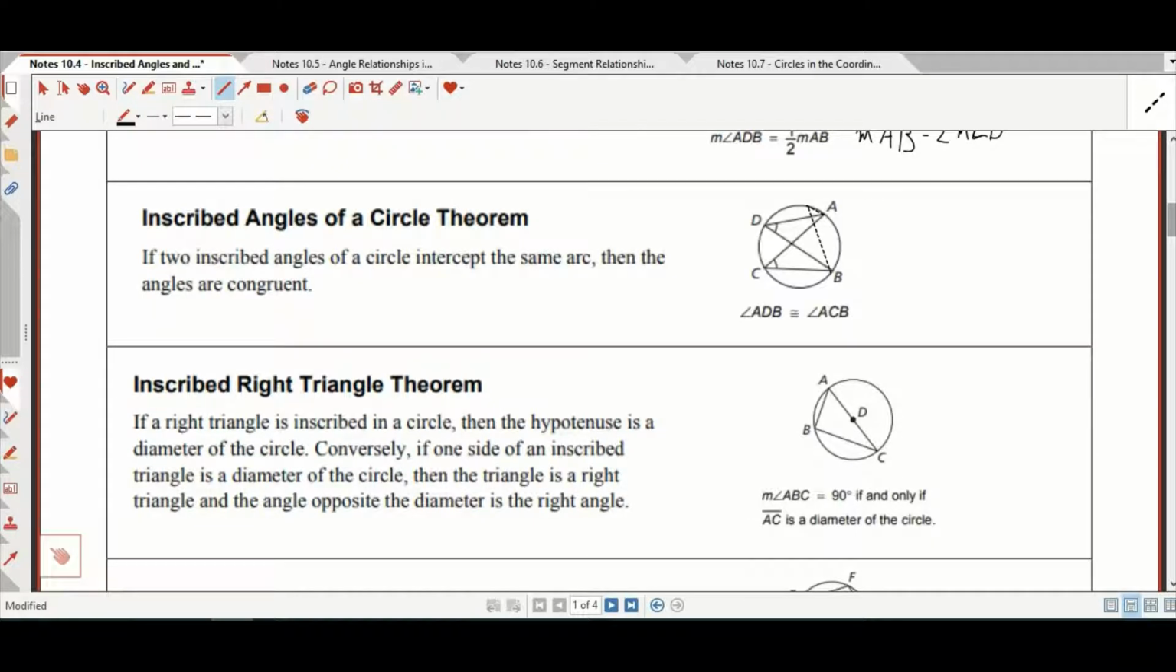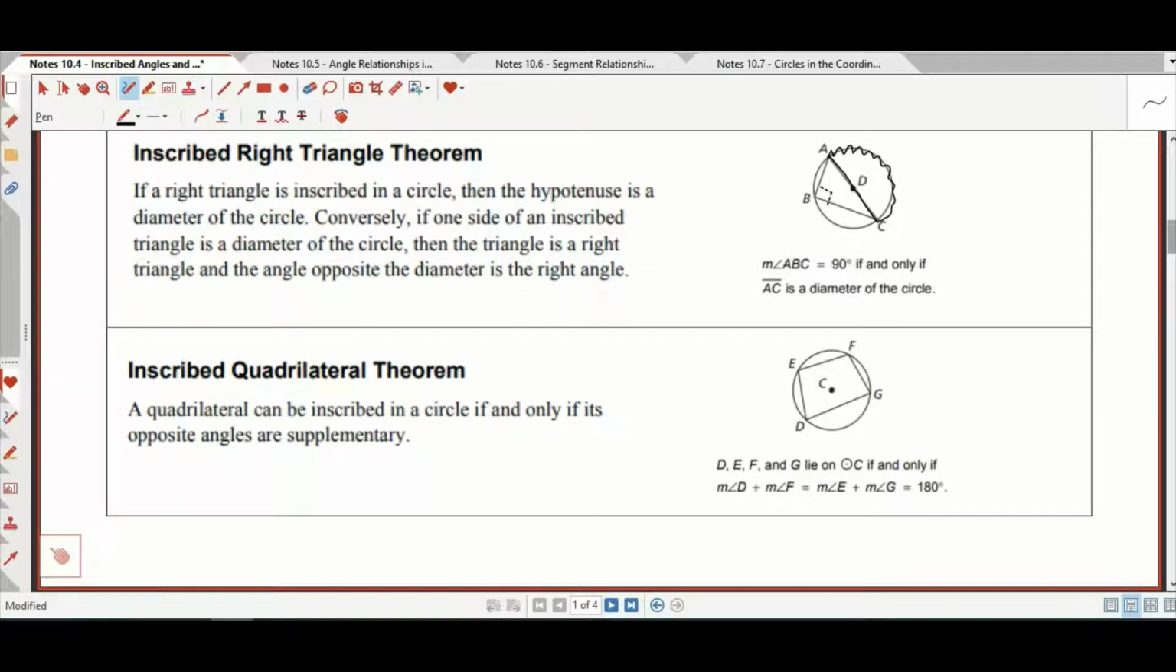Inscribed right triangle theorem. If a right triangle is inscribed in a circle, then the hypotenuse is the diameter of the circle. Conversely, if one side of an inscribed triangle is the diameter of a circle, then the triangle is a right triangle, and the angle opposite the diameter is a right angle. That is to say, if this is 90 degrees, that means the arc cuts out 180 degrees, which makes it a semicircle, which makes this the diameter, and then it turns out that the reverse is true.